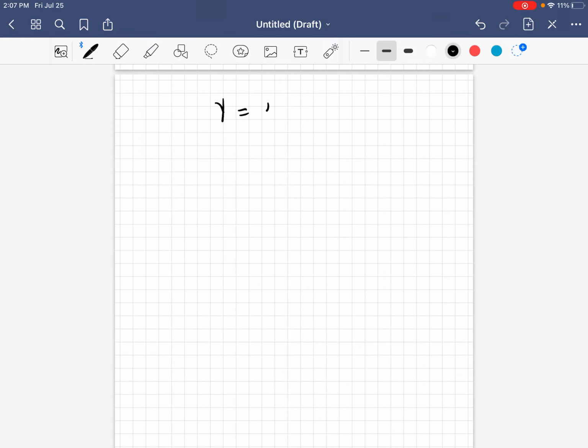Y is equal to 4x plus 5. We're only focusing on this bit here. For now, I'm going to show you how we could put it all together later, but let's just focus on what the slope means. The slope is the number that's found before the x.